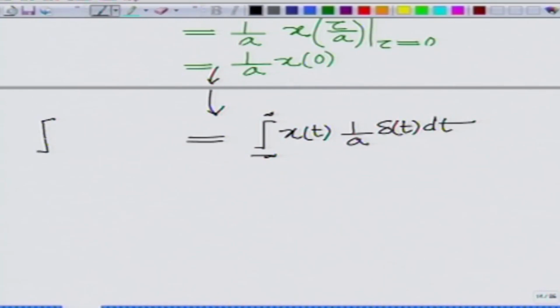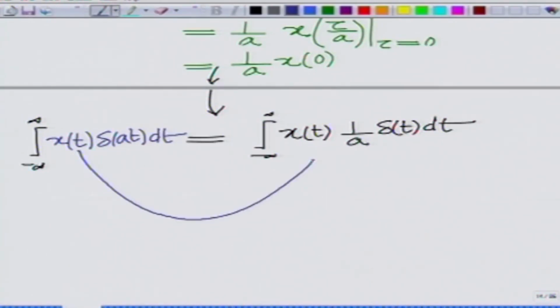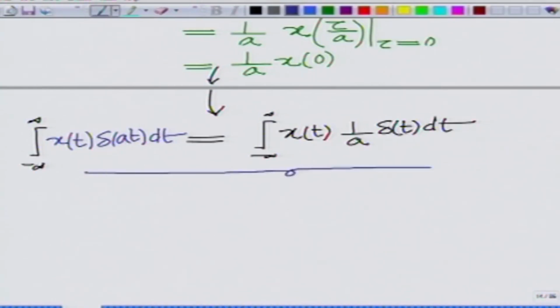This is basically equal to integral minus infinity to infinity x of t delta of A t dt. This equality holds for all x of t, for any arbitrary x of t.